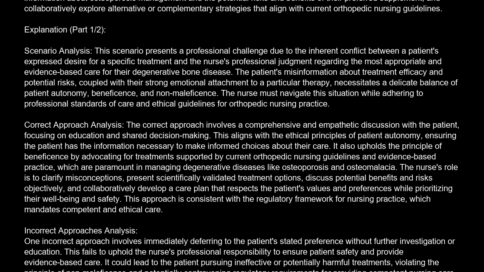Incorrect approaches analysis. One incorrect approach involves immediately deferring to the patient's stated preference without further investigation or education. This fails to uphold the nurse's professional responsibility to ensure patient safety and provide evidence-based care. It could lead to the patient pursuing ineffective or potentially harmful treatments, violating the principle of non-maleficence and potentially contravening regulatory requirements for providing competent nursing care.